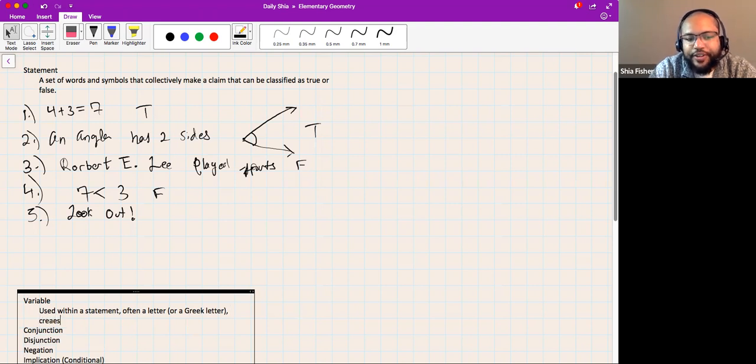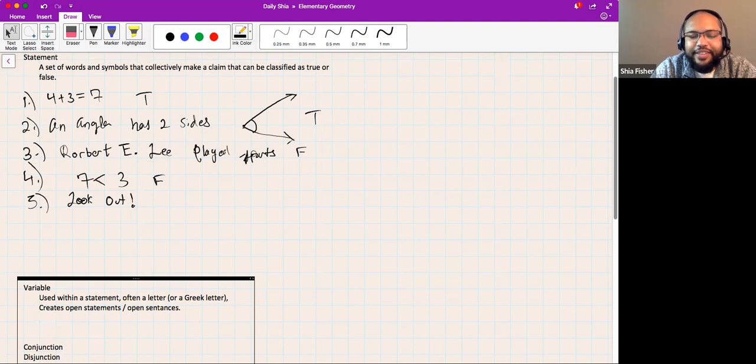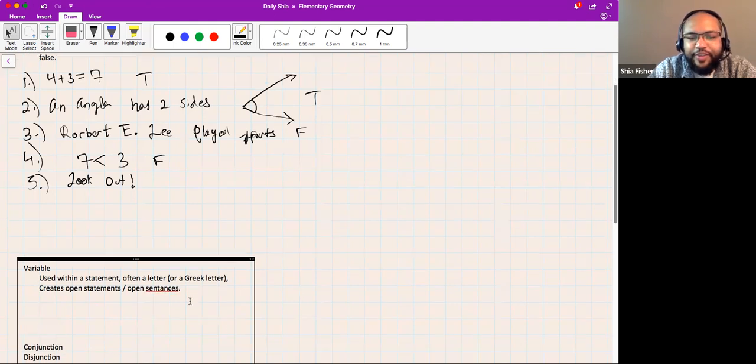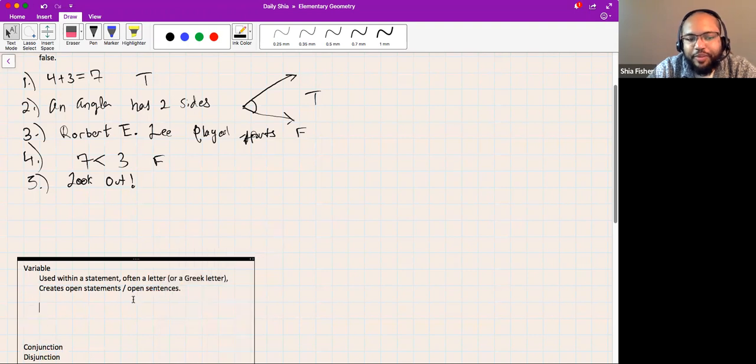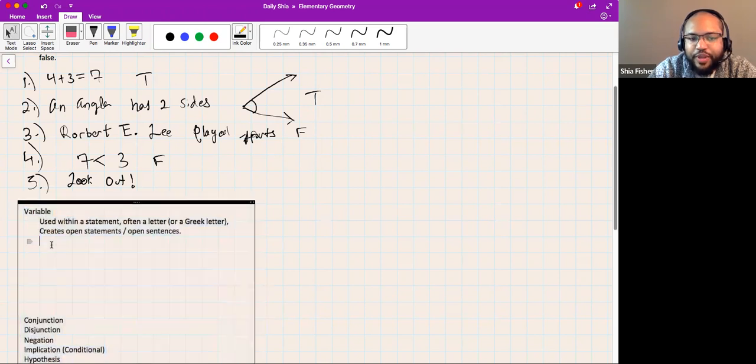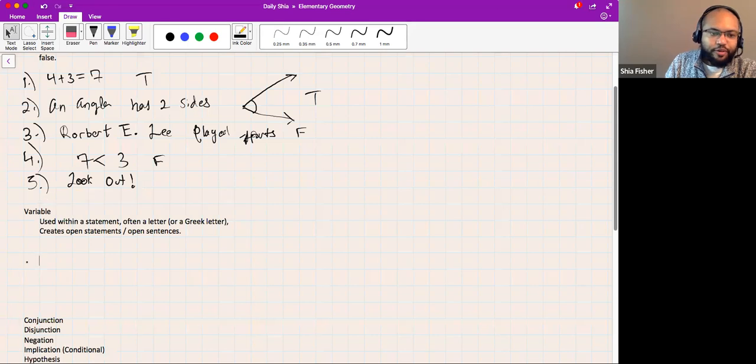So it creates open statements slash open sentences. Yeah, sentences, because we are in higher level math, and you will get word problems. You will get pictures and diagrams, and you will be asked these more difficult questions. It won't just be some numbers on a page. So yes, sentences as well.